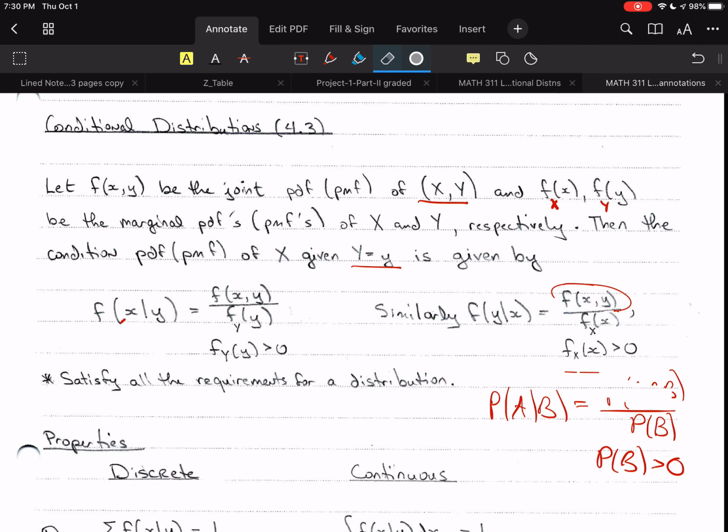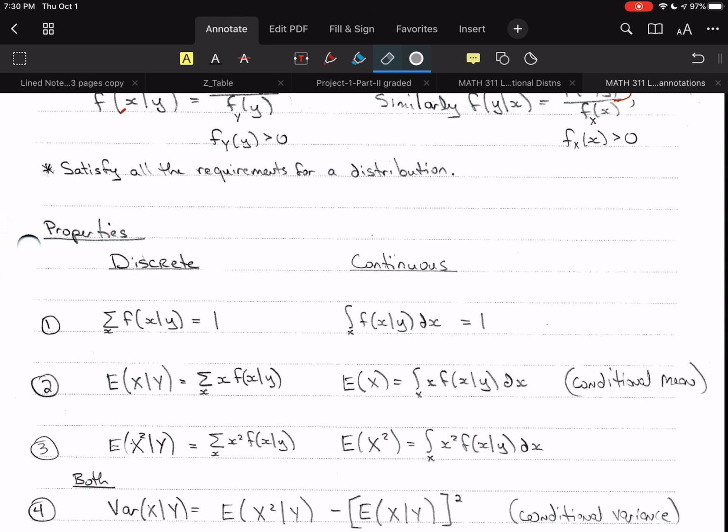Okay, so let's look at the properties of both discrete and continuous. The difference here is that for discrete, we're using a summation, and for continuous, we're using integration. So if I remember that the random variable here is the first variable before the given or the bar, and so this is my random variable, and I sum over the values of that random variable, and of course I'm going to get 1, because again, the conditional probability satisfies all the requirements for a probability distribution.